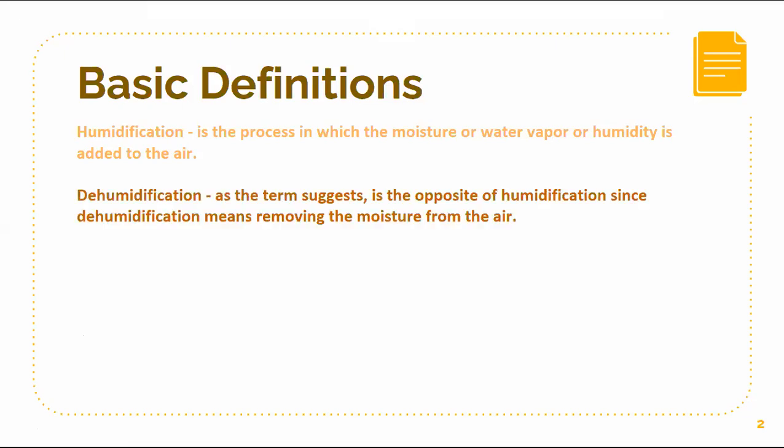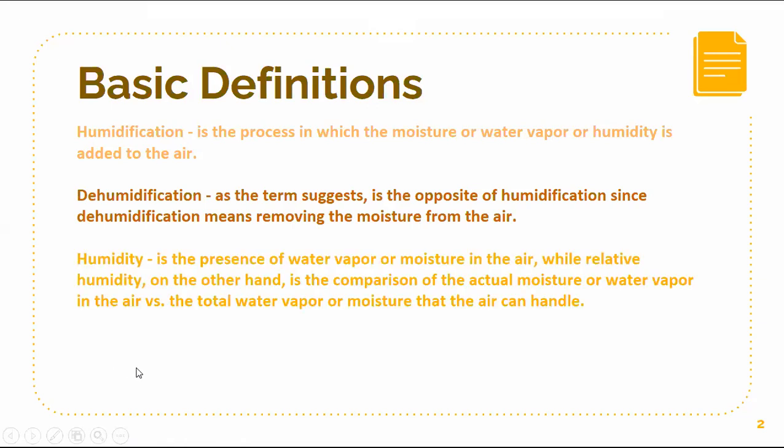Now, the opposite of such is dehumidification. As the term suggests, you could see with the prefix D that it is the opposite of humidification. So it has something to do with the removal of moisture in the form of water vapor or humidity from air. Now, since we have humidification, then it has something to do with humidity. So it is actually the presence of water vapor or moisture in the air.